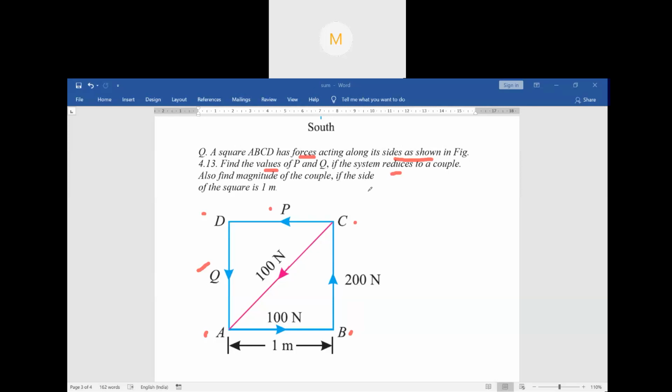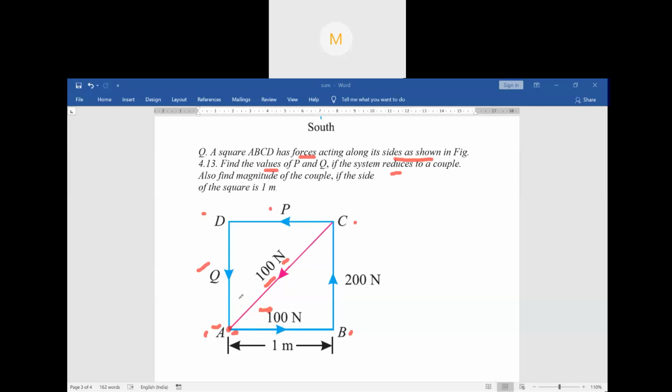Now look, first of all you have to find out what P and Q are. So how will you find out P and Q? Basically you have to consider the directions. If you can see this 100 Newton force, this one, is coming to this point, and this force is starting from that same point, right? So now just consider point A as the main point.